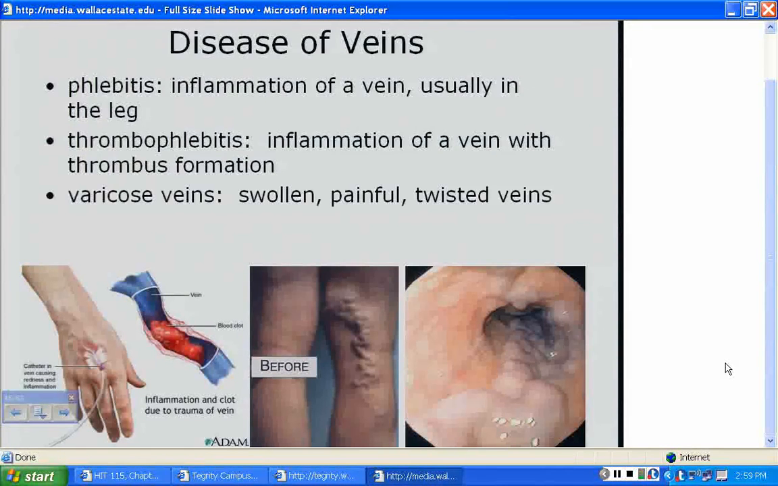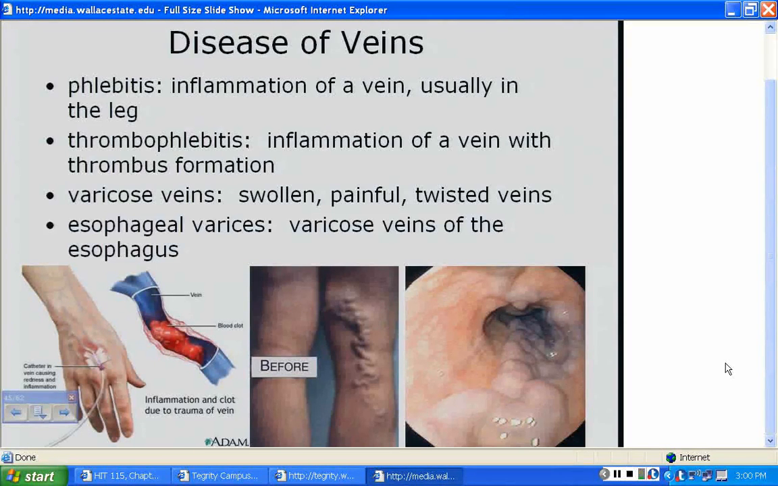Varicose veins. You see a pretty serious picture there in the middle of varicose veins, swollen, painful, twisted veins of the legs. And the other picture there, those are varicose veins of the esophagus. They're called esophageal varices. And I covered those back in the chapter on the digestive system.